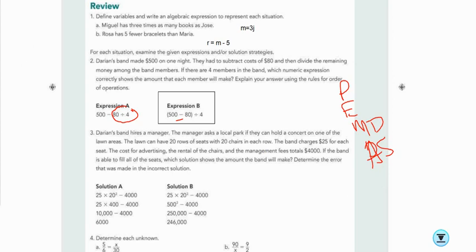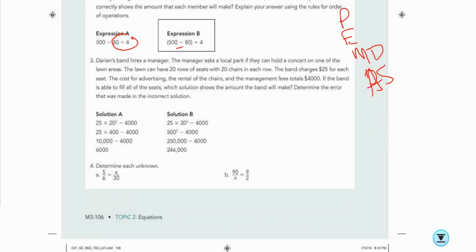Question 3 says Darian's band hires a manager. The manager asks the local park if they can hold a concert on one of the lawn areas. The lawn can have 20 rows of seats with 20 chairs in each row. The band charges $25 for each seat, and costs for advertising, the rental of the chairs, and the management fees total $4,000. If the band is able to fill all of the seats, which solution shows the amount the band will make? Determine the error that was made in the incorrect solution.